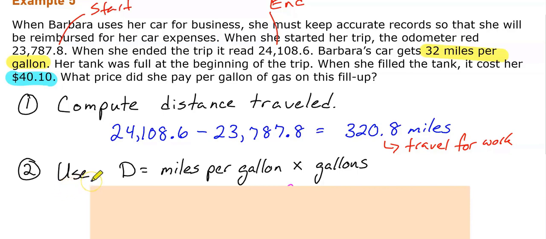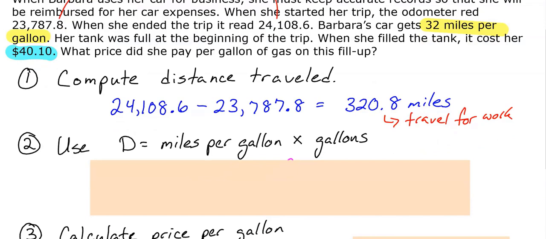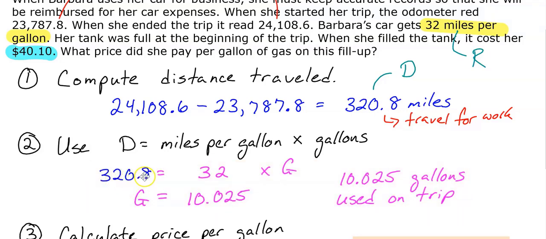So we would take our D equals miles per gallon times gallons and figure out how much gas she actually used. The 320.8 would be our distance, and 32 miles per gallon would be our rate. We would plug that in: 320.8 equals 32 times G. Divide both sides by 32. And that would tell us that she used 10.025 gallons on the trip.